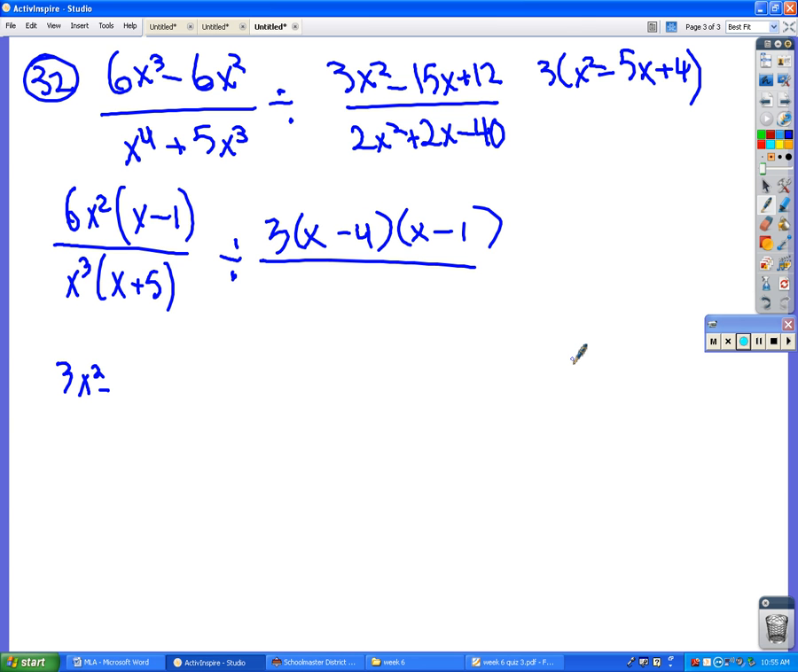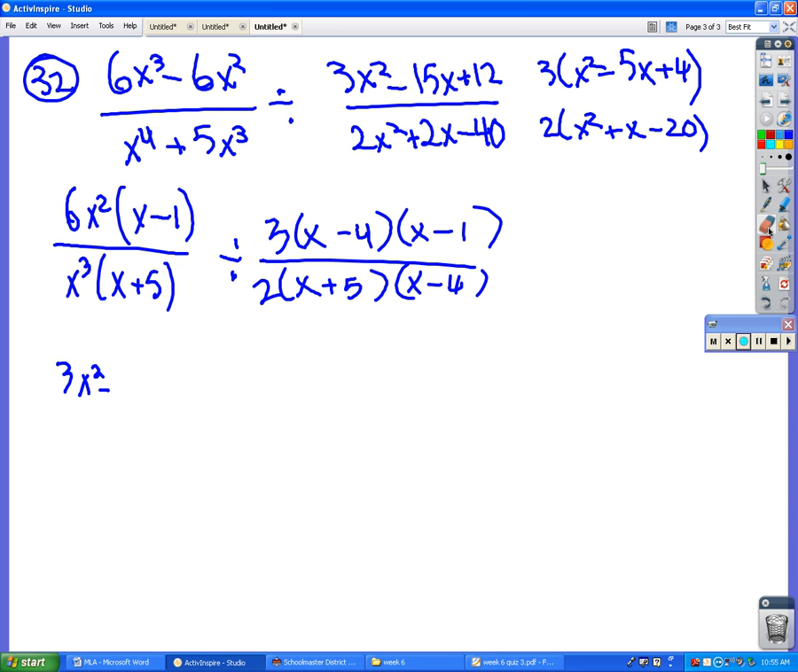What can I factor out of this bottom one? 2. So then that will make it x squared plus x minus 20. So that factors into x and x, plus 5 and minus 4.